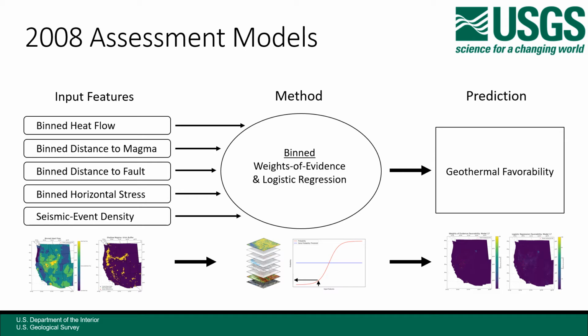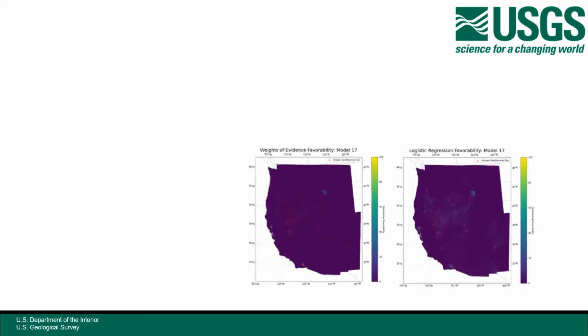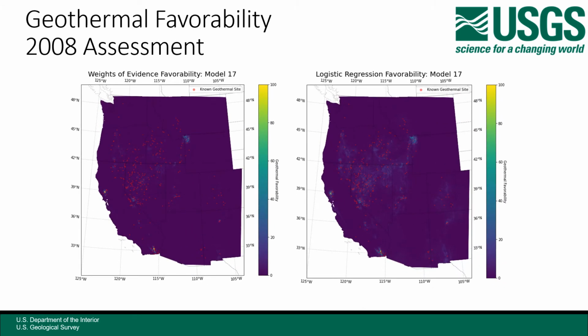Now we can take a look at the resultant favorability maps. On the left, we have weights of evidence, and on the right, we have logistic regression. On both plots, cool colors represent low geothermal favorability, and warm colors represent high favorability. What might be immediately apparent to you is that on both plots, we see low favorability. This is a product of the unaddressed class imbalance.